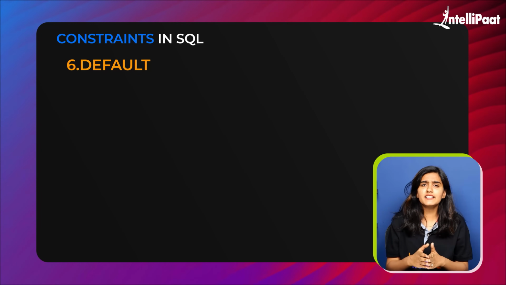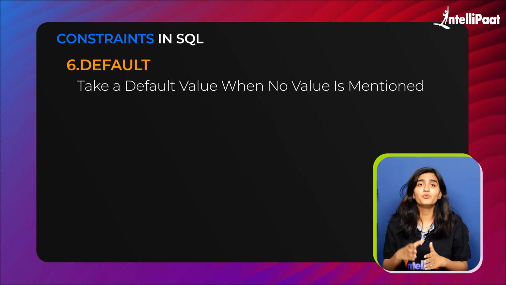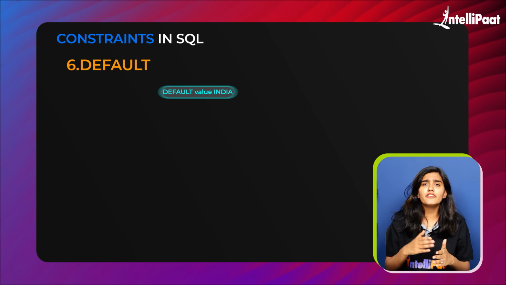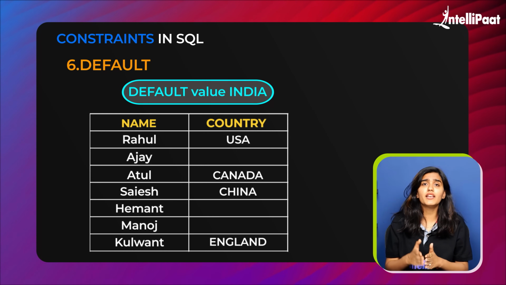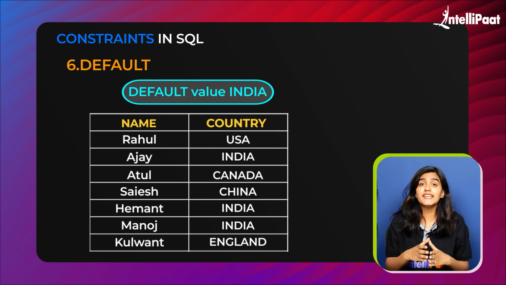Last, default. This constraint plays an important role when you want your record to take a default value when no value is mentioned. Say you add a default value of India for a country column in your table, and if you don't specify a country, it will automatically fill in India.